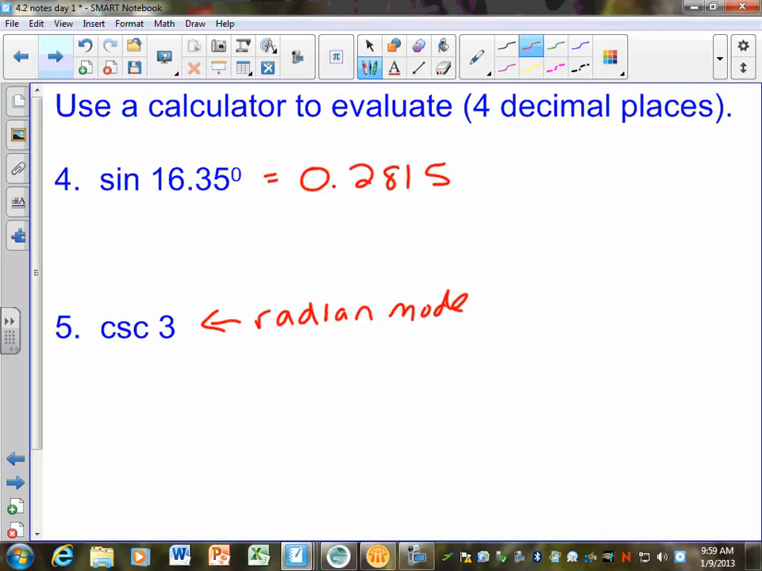So there is no cosecant button. But what do we know? Cosecant is the reciprocal of what function? Sine, right?